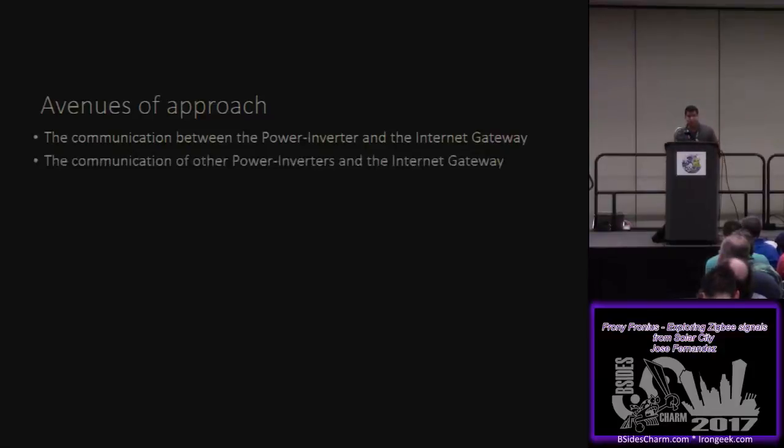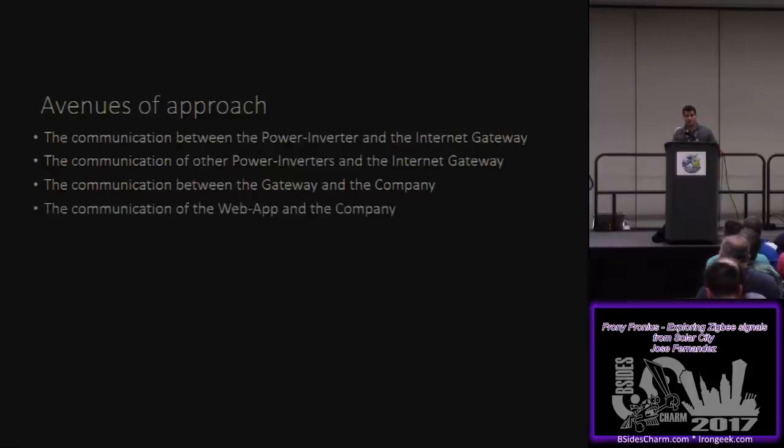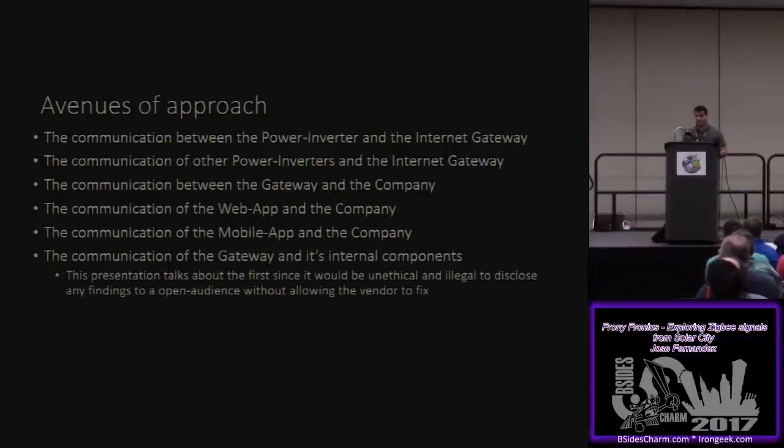There are multiple avenues of approach to understanding how the vendor ties all these devices and communications together. So there's the communication between the power inverter and the internet gateway, the communication of other power inverters and internet gateways. And by that I mean, the ones that you may or may not own. The communication between the internet gateway and the company. The communication of a web app that they have in order for you to communicate with the company, and then you can see how much power you're producing and things of that nature. They have a mobile app. So that's a whole different avenue of approach. How does the mobile app communicate and tie into all this? And for me, the most interesting one was the communication of the gateway and its internal components.